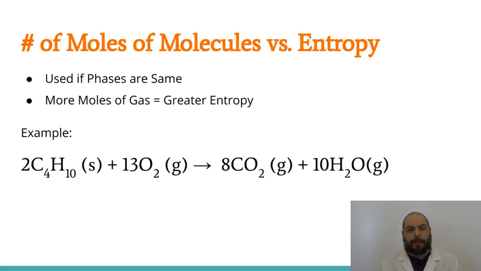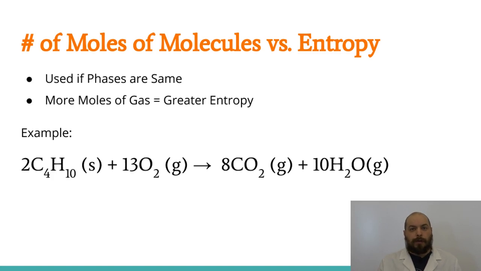The second thing we can look to determine whether there's an increase or decrease in entropy is going to be the number of molecules. Now, I'm going to prioritize the number of molecules of gas in this case. If the phase doesn't change, then we simply look at the pure number of molecules. But in this case, if we look at this example, this would be the combustion of butane, C4H10. What we see is on the right side, we have more molecules of gas, or more moles of gas, than we do on the left side.